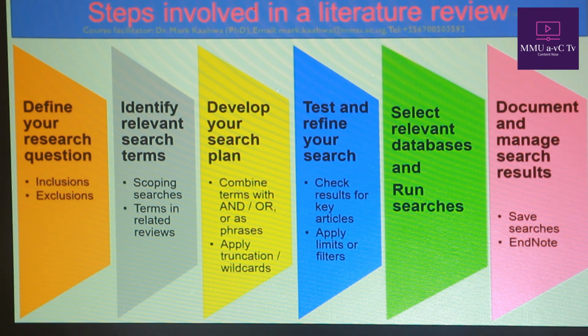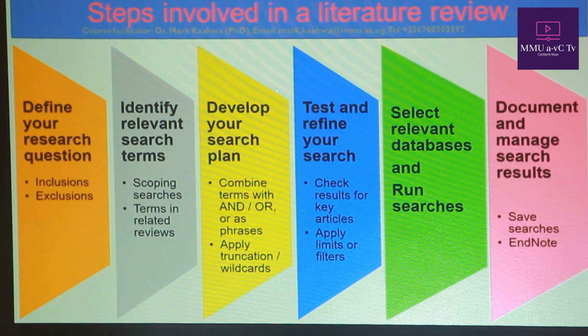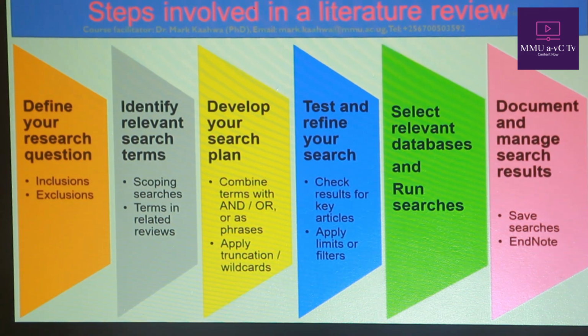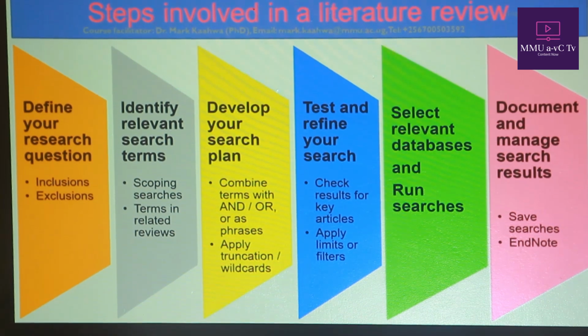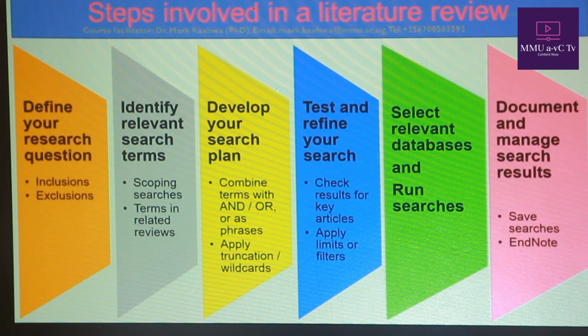So these also are the steps in addition to what we have given. Of course, you define your research question using the inclusion and exclusion criteria. You identify relevant research terms, scoping searches, terms, or related reviews. You develop your search plan. Later on in this lecture, we shall look at the techniques of searching for information. Then test and refine your research, select relevant databases and run searches, and then document and manage the search results. So we shall look in depth at those processes.